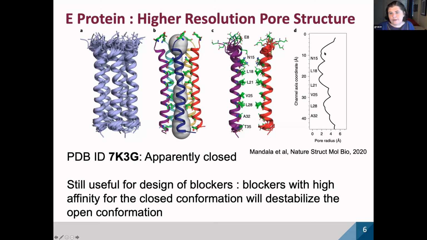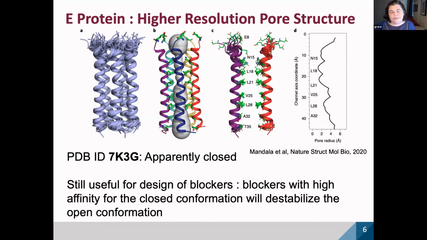So farther over here on the right, we have the pore radius. And again, there's this very tight constriction at L18, where the radius of the pore is less than 2 angstroms and actually even less than 1.8 angstroms. So getting ions through there, even without water, is going to be very hard. Even the authors of this paper say that apparently this does seem to be a closed structure. And it's interesting because the E protein is not a viral protein that we know of as being gated. So the existence of a closed state was not assumed beforehand, a priori.